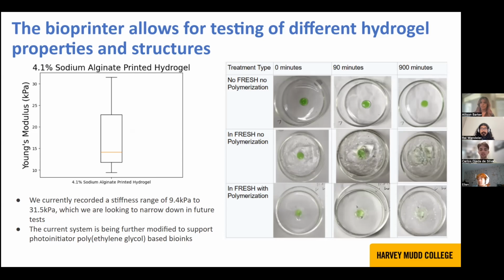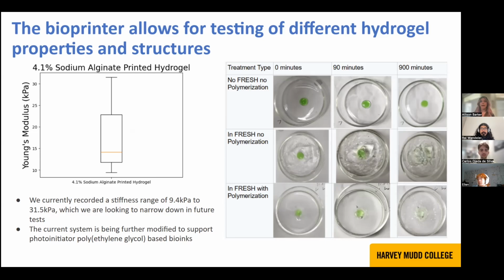The current system is also being modified and adapted to use different kinds of bioinks like polyethylene glycol, which in this case would allow us to have a system that polymerizes using UV light instead of calcium chloride, which we will explain pretty soon. Allison will explain why this is convenient for us.